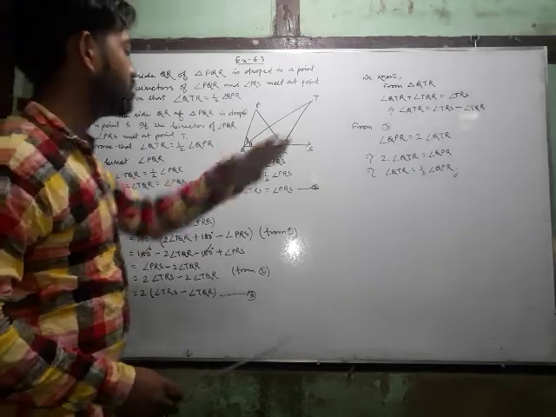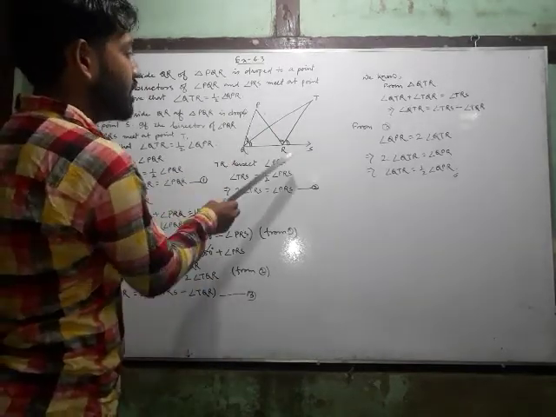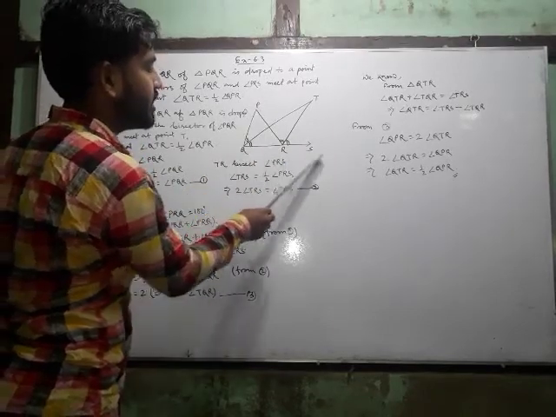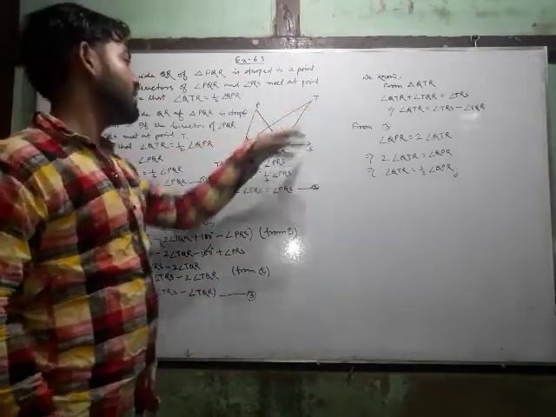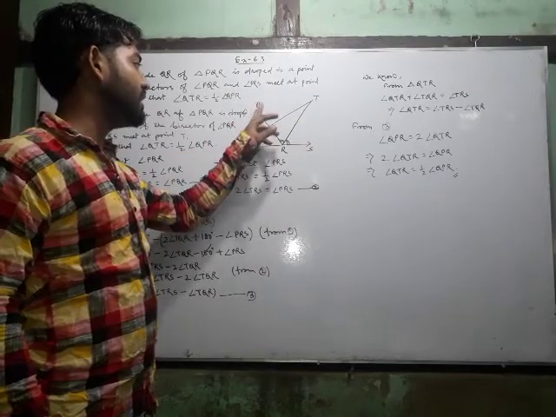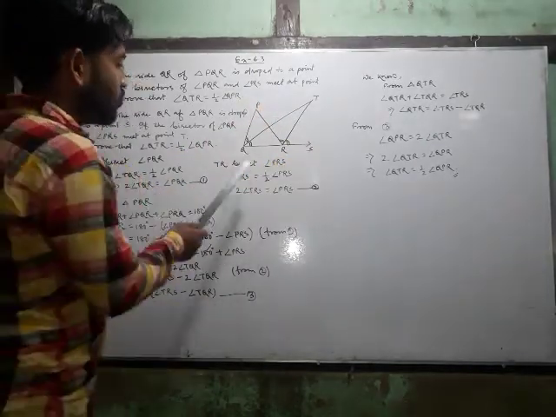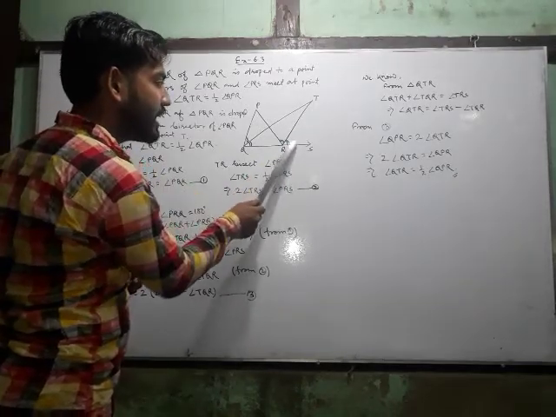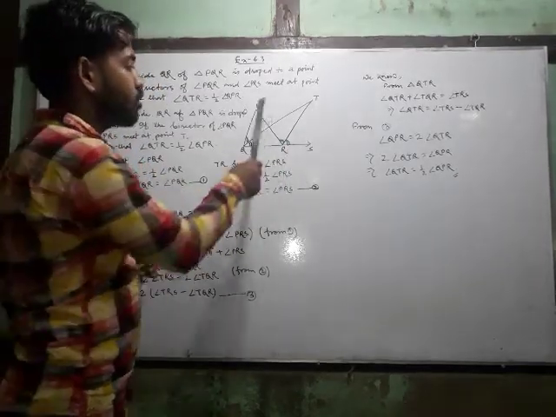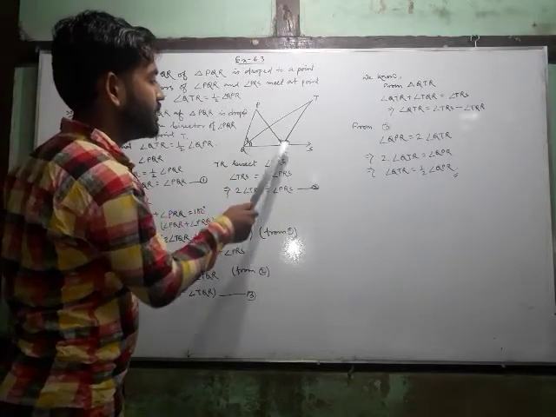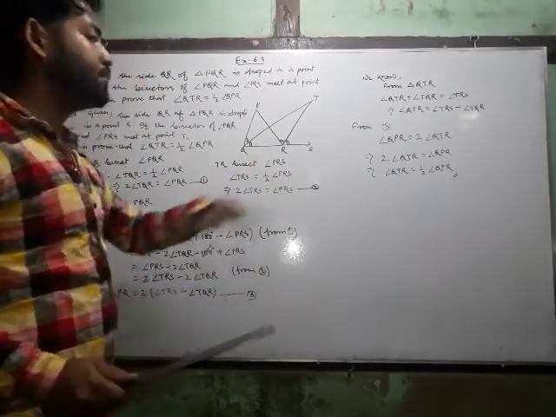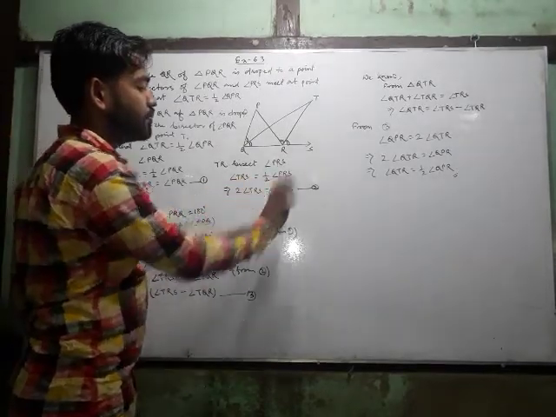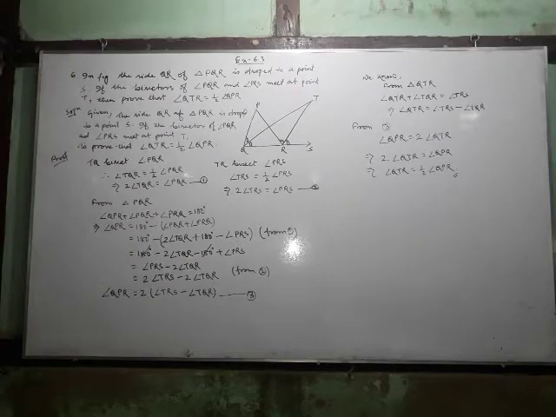Now we go to the next part, that is RT or TR. This line is a bisector of the angle PRS. TR is the bisector of the angle PRS, so we can write angle TRS will be half of the complete angle PRS, right? Now cross multiply, so 2 TRS equals PRS. This is equation number 2.